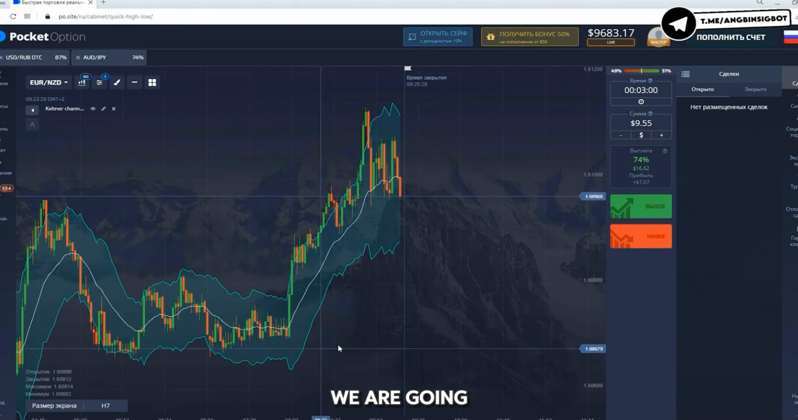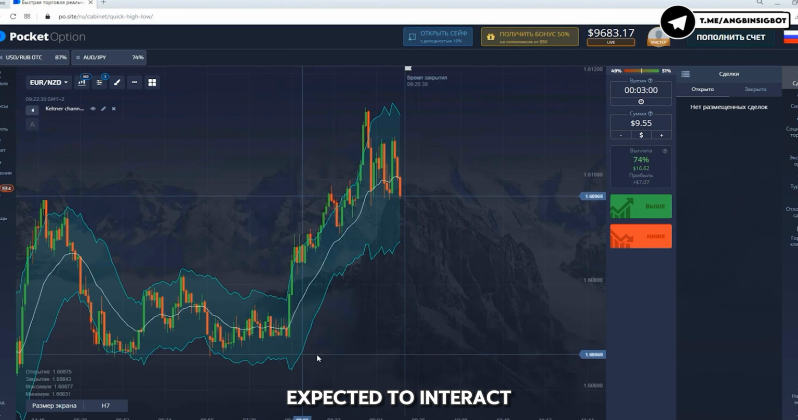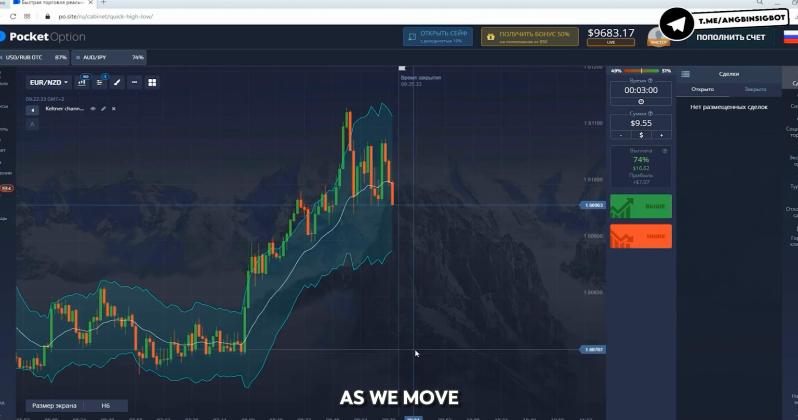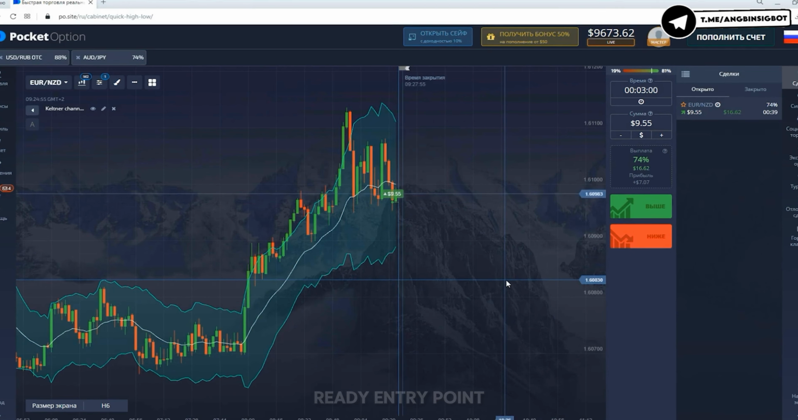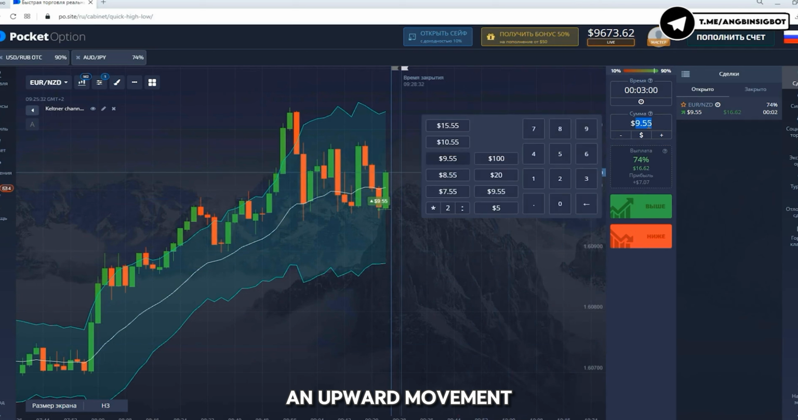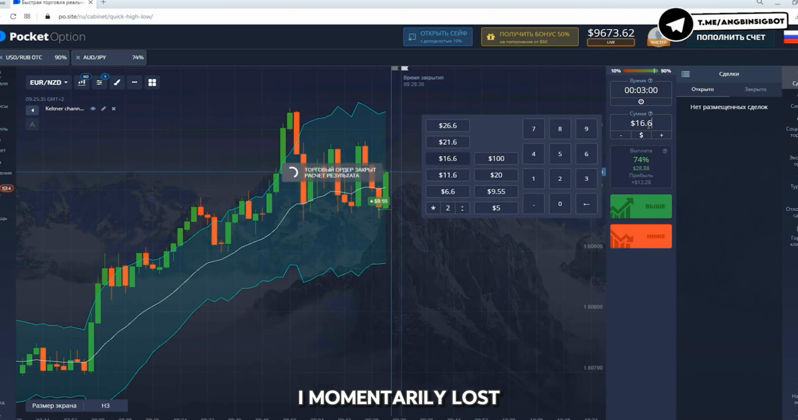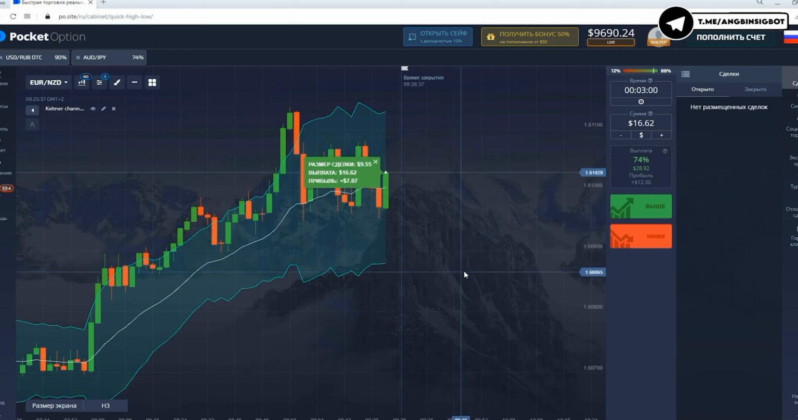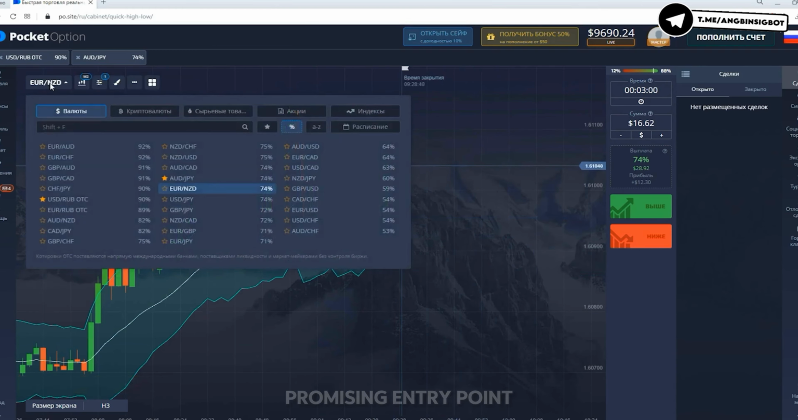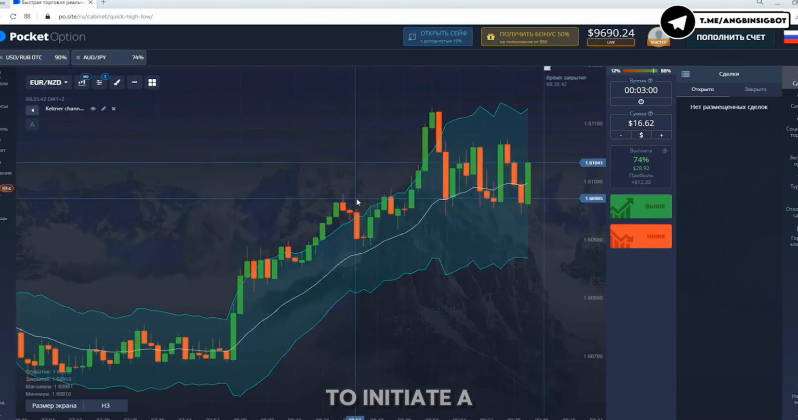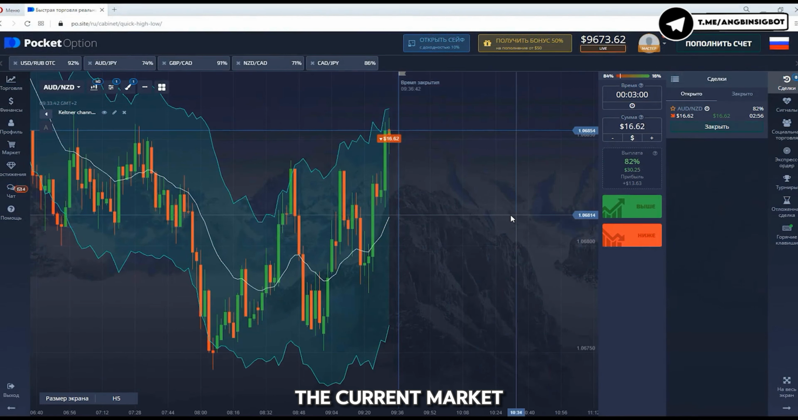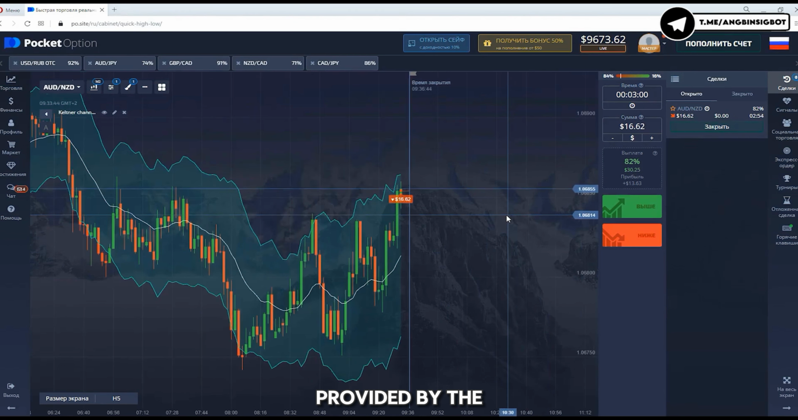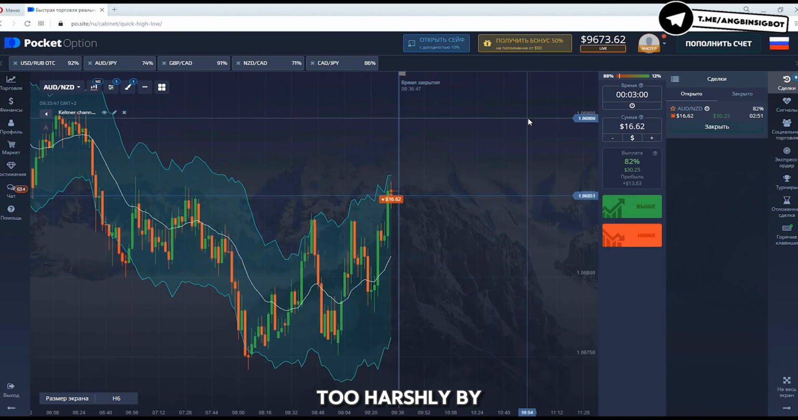In this segment, we are going to explore how the chart is expected to interact with the indicator as we move forward into the near future. At this point, we have identified a clear and ready entry point for executing the second trade. Let's proceed with an upward movement. However, I momentarily lost focus and got a bit distracted. During this brief lapse, I noticed another promising entry point, which led me to initiate a trade in the downward direction. This decision was based on the analysis of the current market conditions and the signals provided by the chart and indicator. Do not judge too harshly by your strategy.